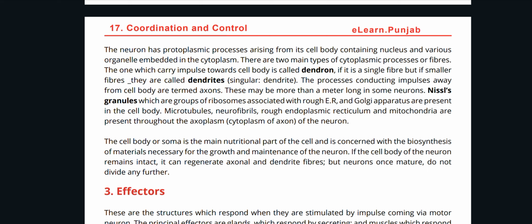Nissl granules, which are a group of ribosomes associated with rough ER, and the Golgi apparatus are present in the cell body. Microtubules, neurofibrils, rough endoplasmic reticulum, and mitochondria are present throughout the axoplasm, the cytoplasm of the axon of the neuron. The cell body or soma is the main nutritional part of the cell and is concerned with the biosynthesis of materials necessary for the growth and maintenance of the neuron. If the cell body of the neuron remains intact, it can regenerate axonal and dendrite fibers, but neurons, once mature, do not divide any further.